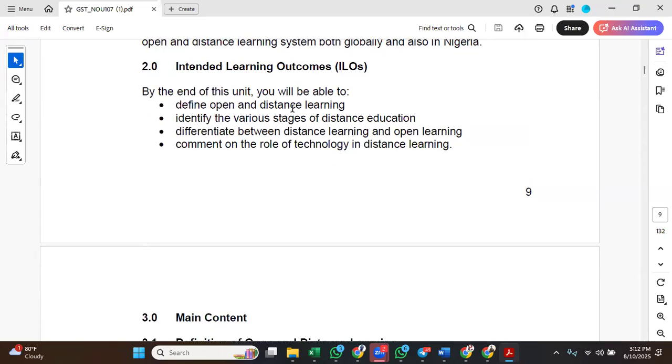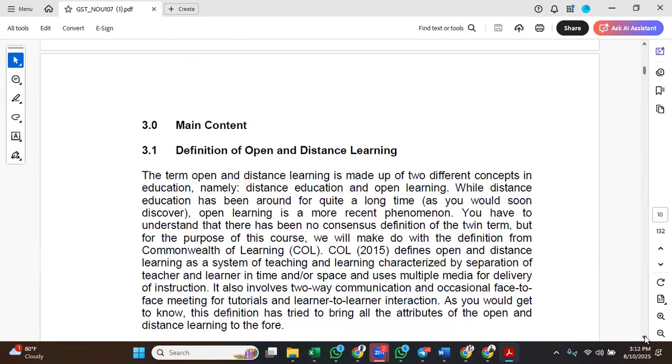By the end of this unit, you will be able to define open and distance learning, identify the various stages of distance education, differentiate between distance learning and open learning, and comment on the role of technology in distance learning. So let's move straight to the first content we'll be studying.